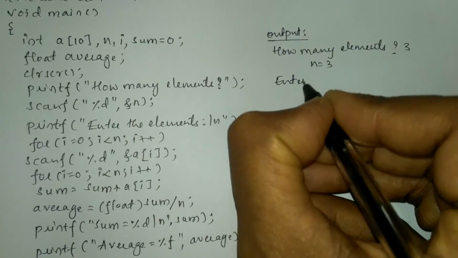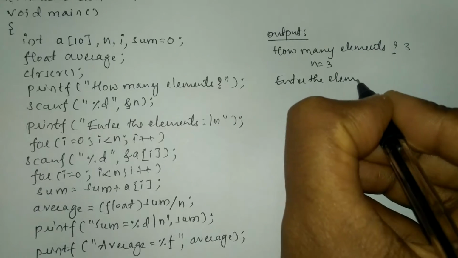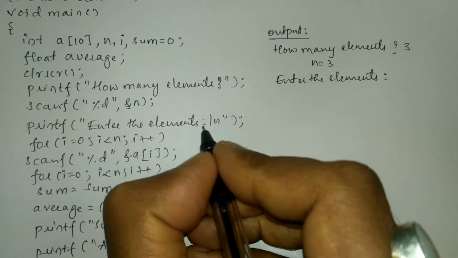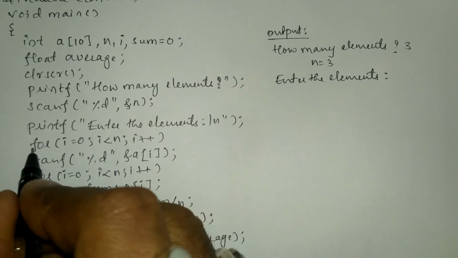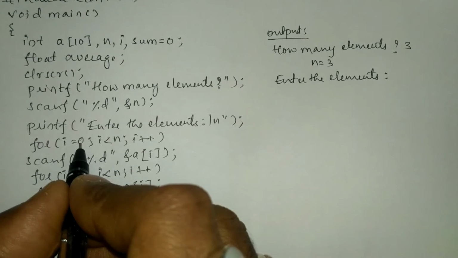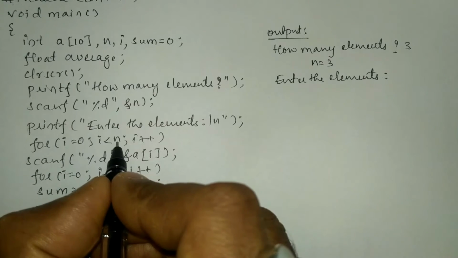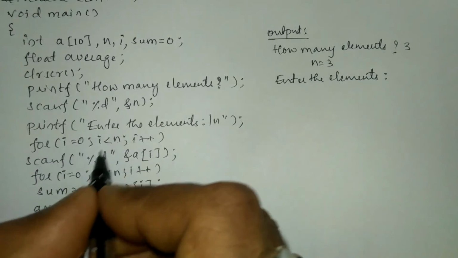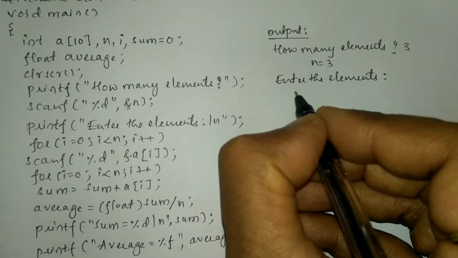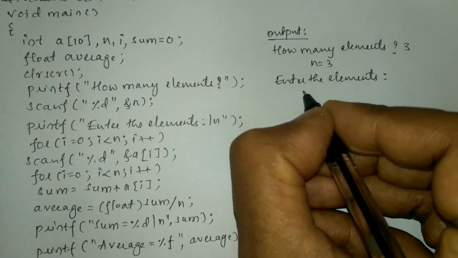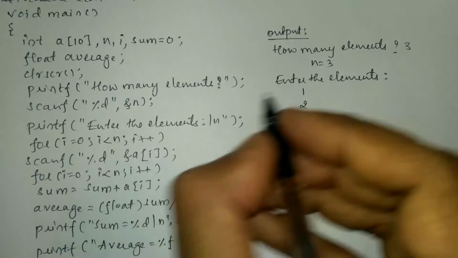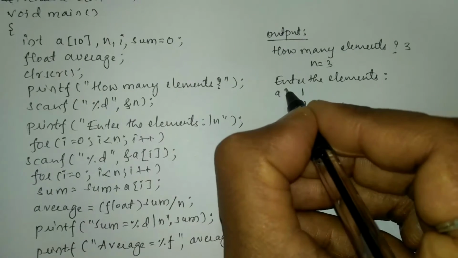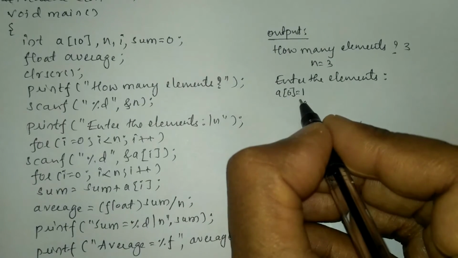Next, printf enter the elements. It will ask the user to enter the elements. Just because of this backward slash n, the cursor comes down to the next line. Through this iteration, i is equal to 0 for the first time, 0 is less than n, value is 3, which is true. Then it is going to receive a of 0. For example, I'm going to enter 1, 2 and 3. So for the first time, i value is 0, so a of 0 is equated with value 1.